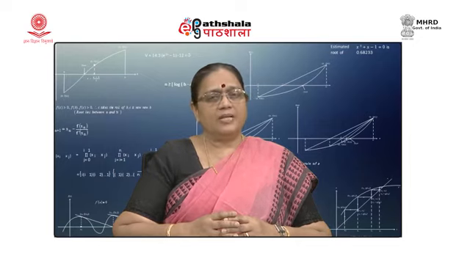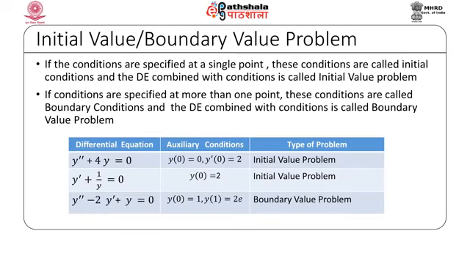For example, if you look at the table here on the slide, y double dash plus 4y equal to 0, with y(0) equal to 0 and y dash (0) equal to 2. Here these two conditions are given at the same point x equal to 0. And so, this differential equation combined with these two conditions will be called an initial value problem. Second, y dash plus 1 by y equal to 0 is a first order differential equation, y(0) is 2, the condition is given at one point. So, this is also an example of an initial value problem.